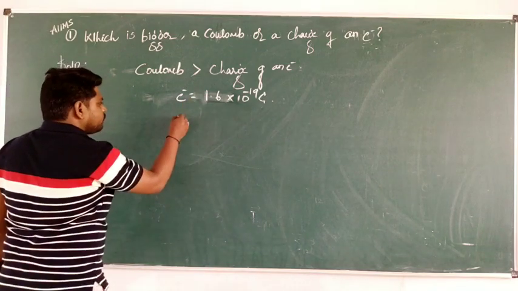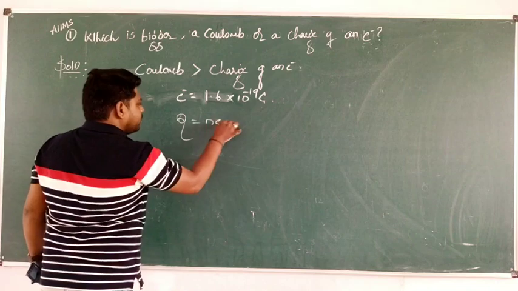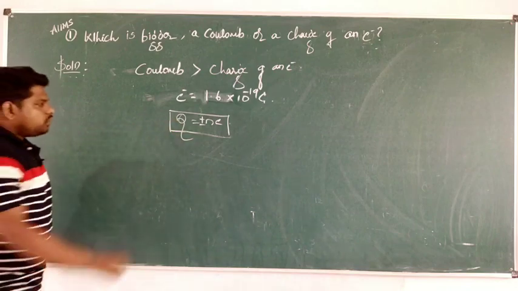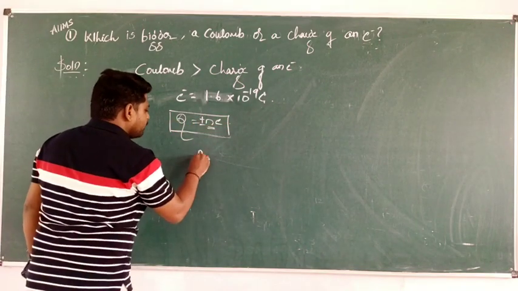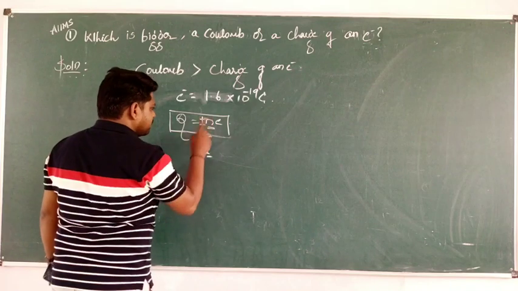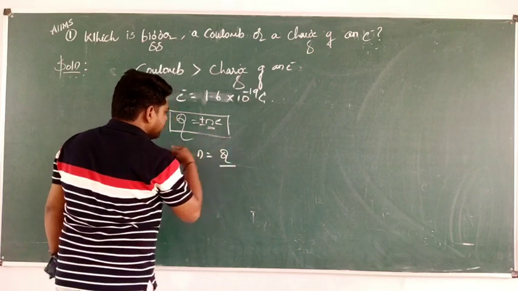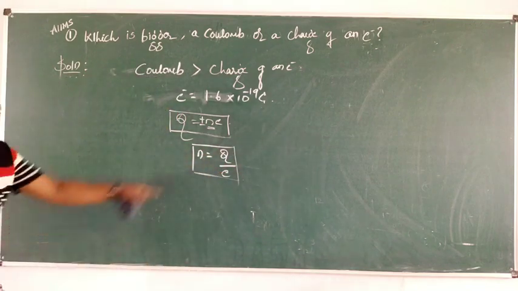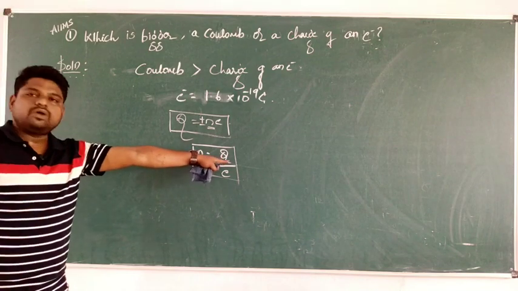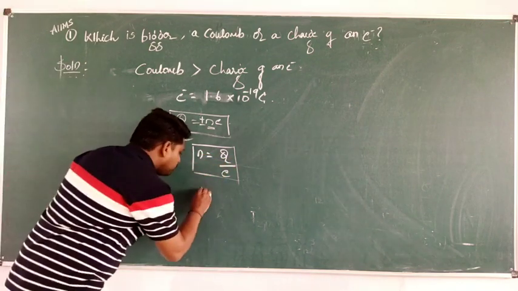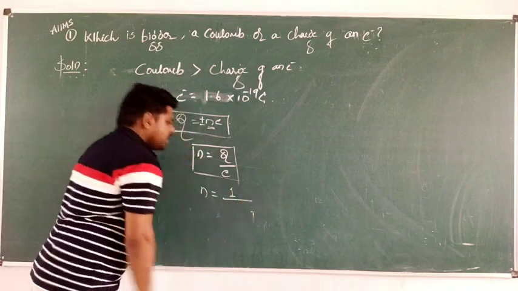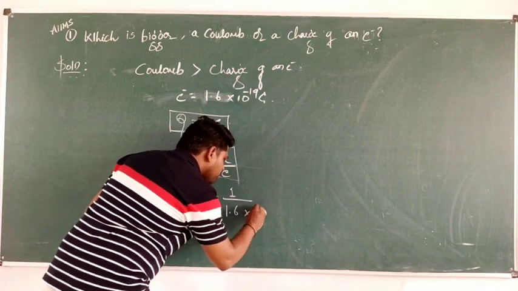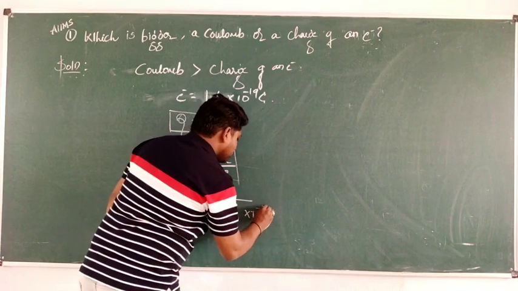So from the quantization rule, what we know is Q is equal to N into E, plus or minus. So we want to calculate this N. If you want to calculate N, keep this N here itself and bring this E to the denominator. It comes out to be N equals Q divided by E. What is Q? Q is a charge. What kind of charge? Electron. So one charge divided by, what is the charge of an electron? 1.6 into 10 to the power of minus 19 coulomb.